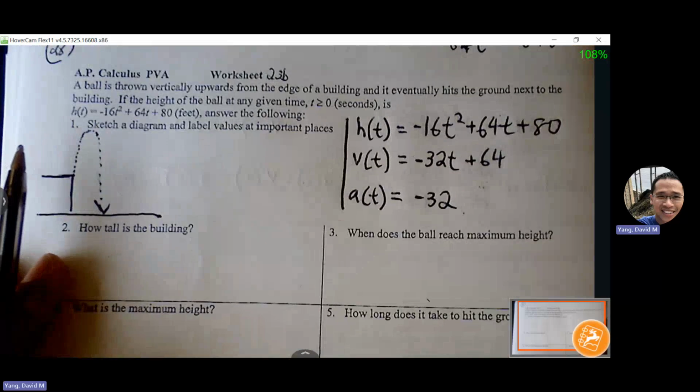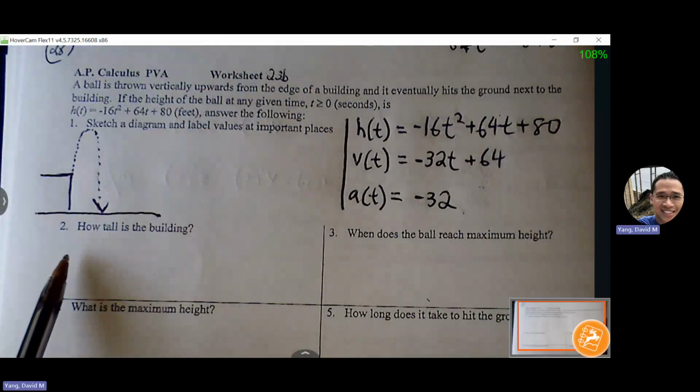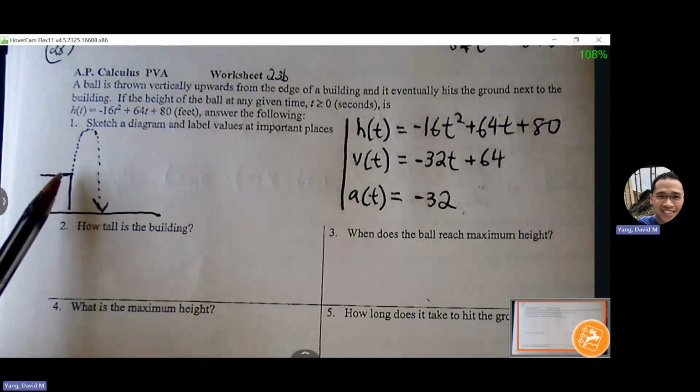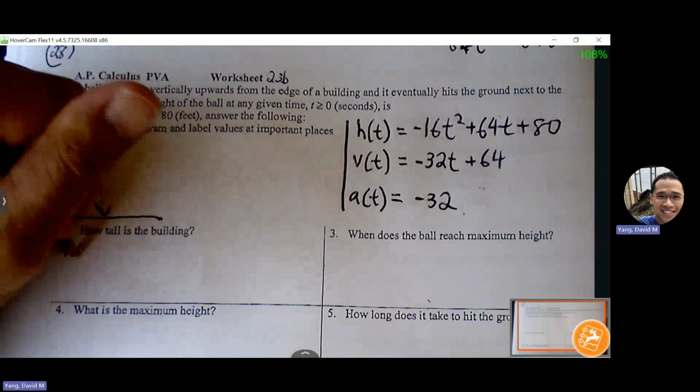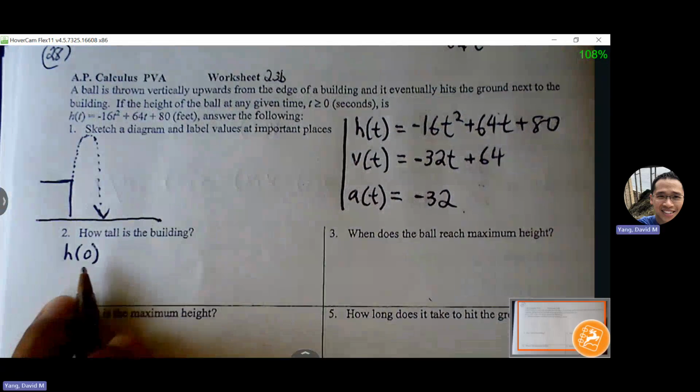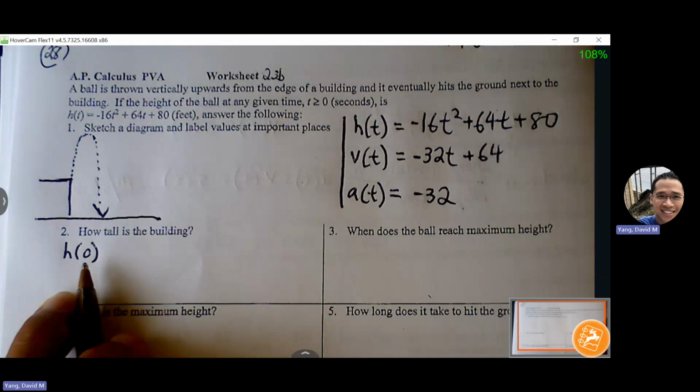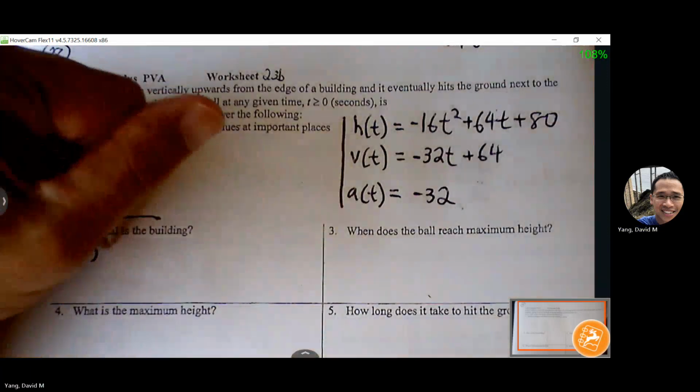Now part 2 says, how tall is the building? Well, we know that this ball is starting at the top of the building. So if I do h of 0, I can figure out the height of the ball at time t equals 0, which is where the ball is going to start.